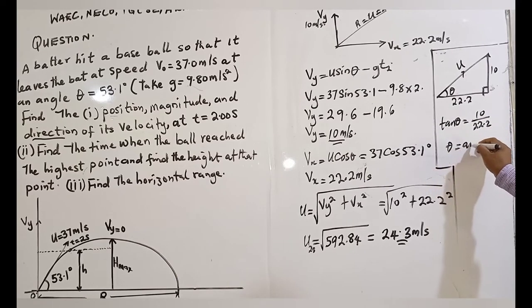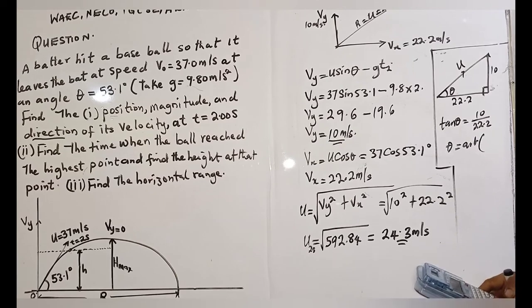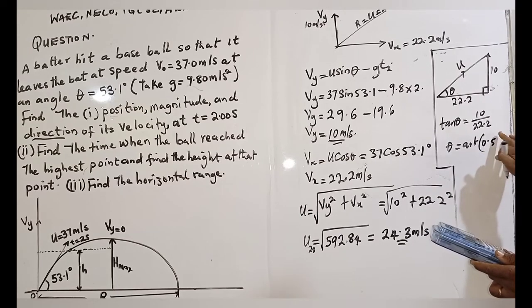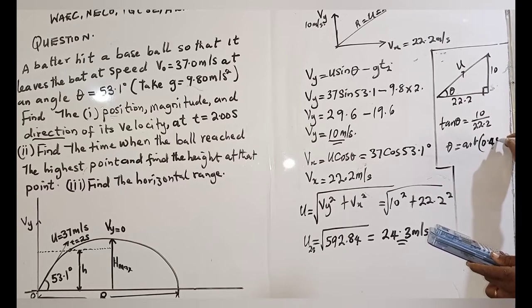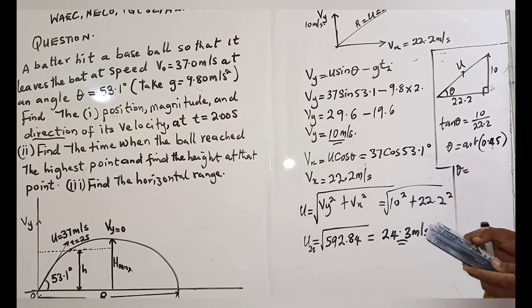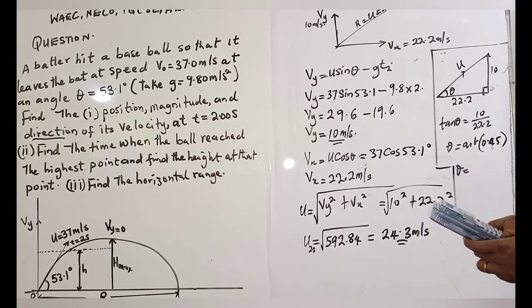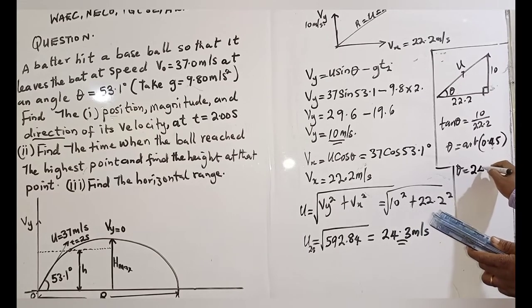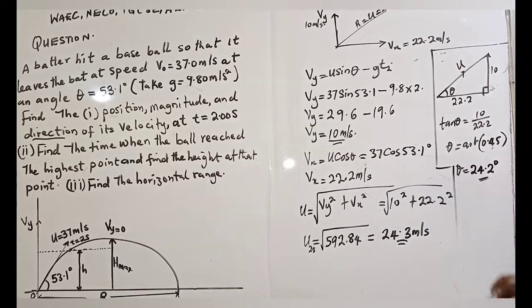So theta is arctan of 10 divided by 22.2, which is 0.45. So you simply put tan inverse of 0.45, which is 24.2 degrees.